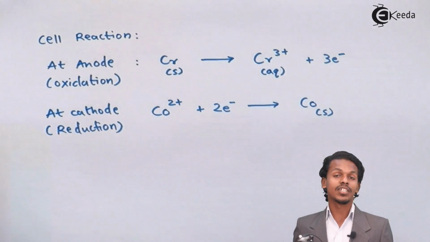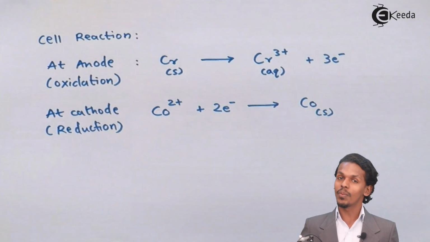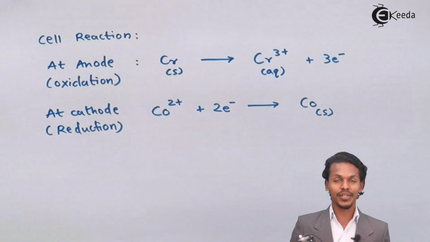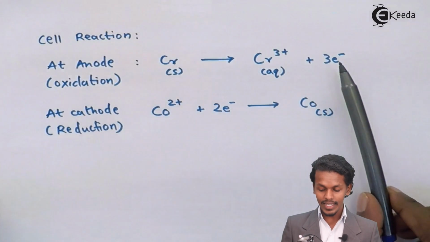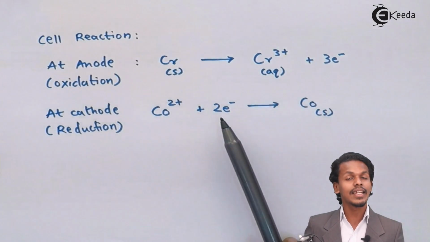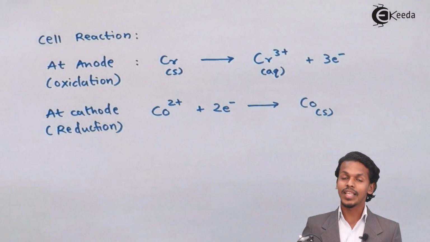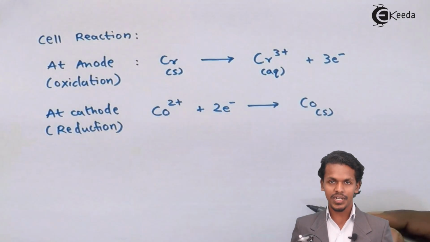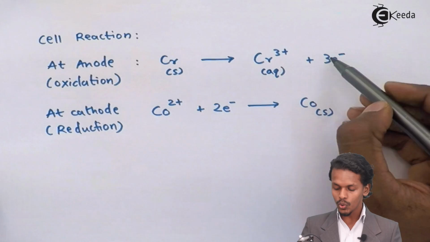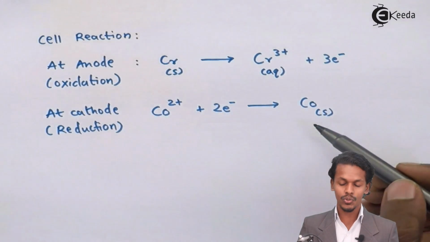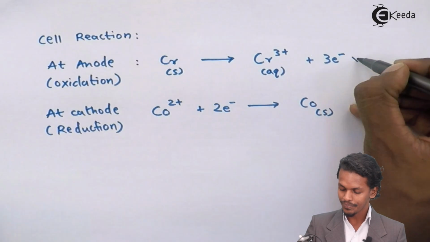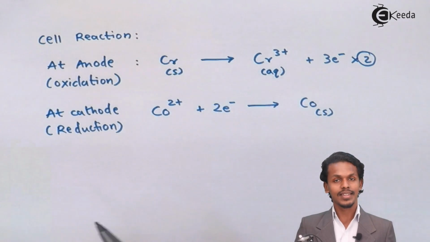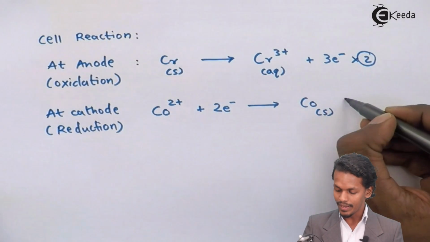Now we could take the overall reaction, but before that we should observe whether the number of electrons is the same during oxidation and during reduction. They are not the same, because one is releasing 3 electrons while the other is taking in 2 electrons. So we have to make them the same, since we have learned this in redox reactions in 11th standard also. Suppose I want to balance these electrons, the thing that I should do is multiply this whole equation by 2, and I have to multiply the other half cell reaction by 3.